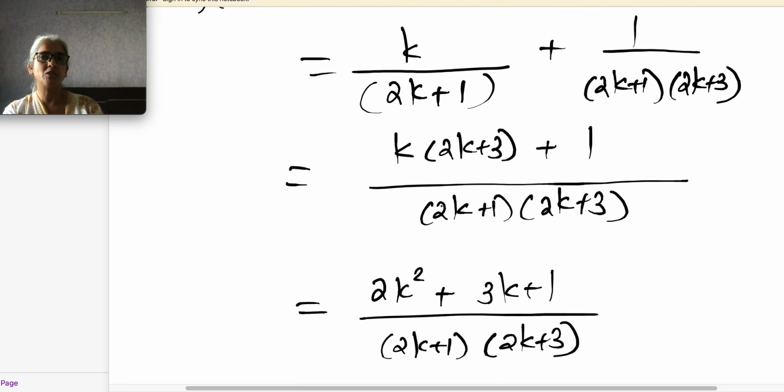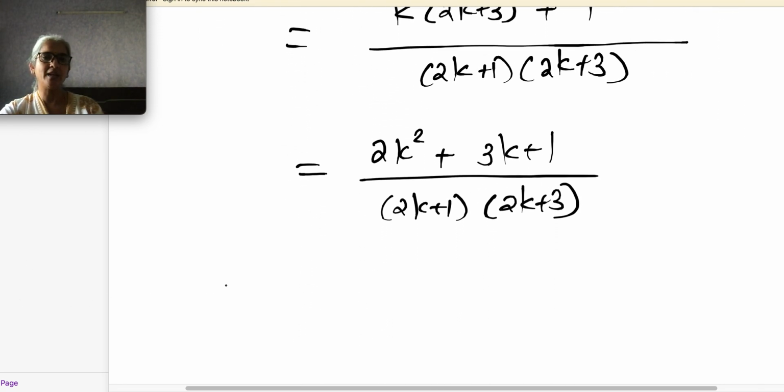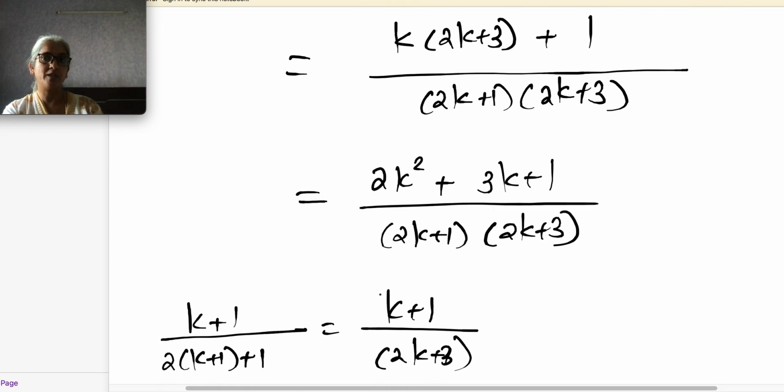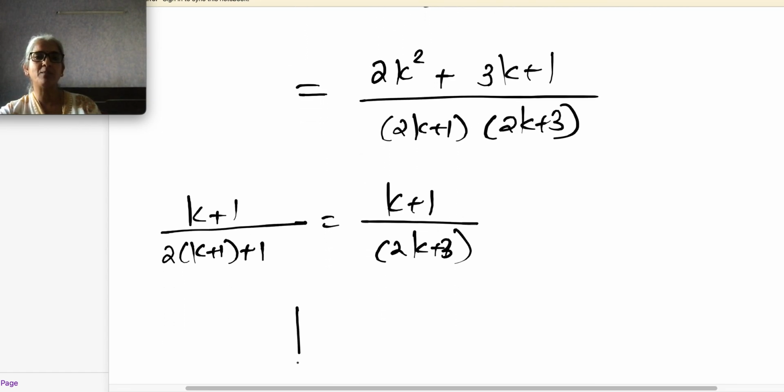And now I want to make sure how it should look. My RHS should have been k plus 1 upon 2 times (k plus 1) plus 1. So it should have been k plus 1 upon 2k plus 3. But my numerator looks very different from what it should have been. Correct? It is not really k plus 1. So the numerator doesn't have a 2k plus 1 factor common, or does it have? Let me find out if I can divide this numerator by 2k plus 1.